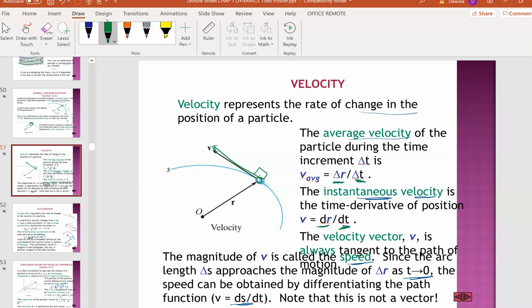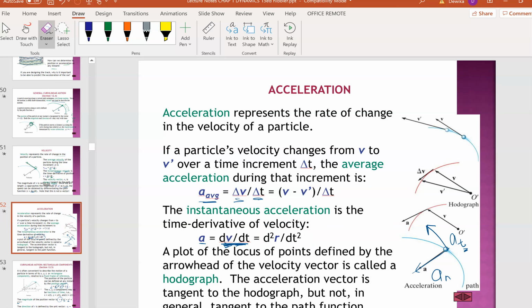Next we'll be moving on to the acceleration. Acceleration will be delta V over delta T. The delta V that you have calculated earlier, you divide by the time. Or you can also differentiate dv/dt, or you differentiate the R twice. So this is for the instantaneous acceleration. Average, you know how to find average, right? Divided by the total time.